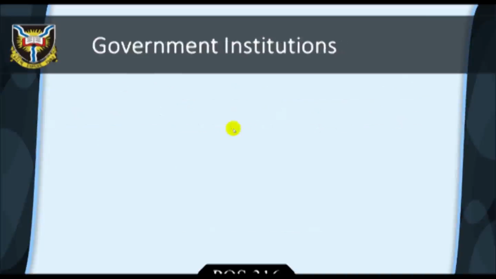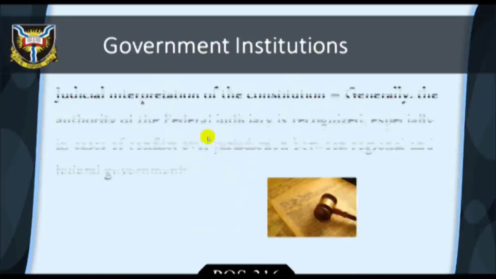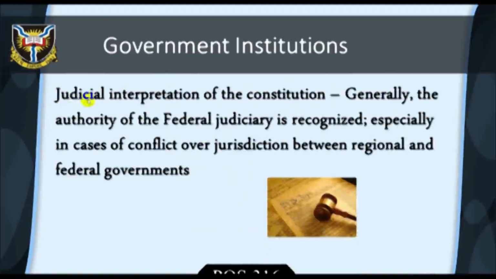4. Right of secession generally denied. No federal constitution, so far, except that of the Soviet Union, grants federating units the right to secede. The American and Nigerian civil wars were, for instance, fought on the issue of secession. In the United States of America, John Calhoun championed the cause of the southern slave states, while Emeka Ojukwu fought for the Igbos, that is the Biafrans, in Nigeria.